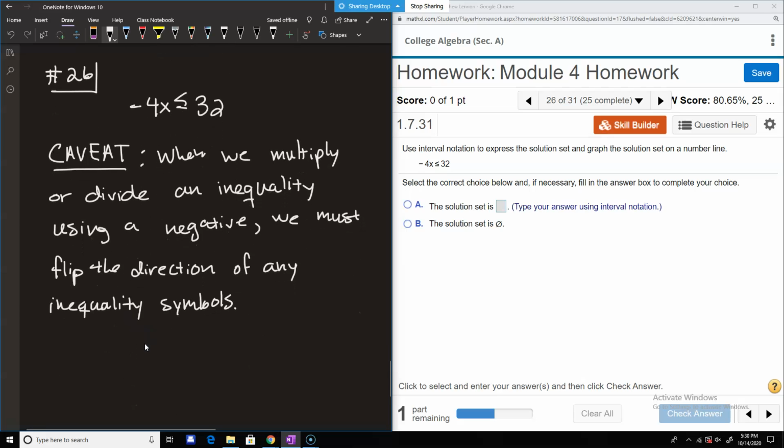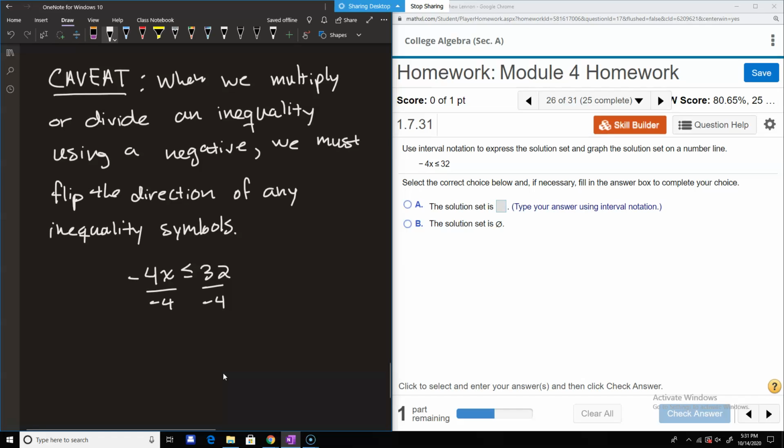So we have this negative 4x less than or equal to 32. The only thing we're doing to x is currently multiplying it by negative 4. So we divide by negative 4, and we flip the direction of that less than or equal to. So less than or equal to will become greater than or equal to. So we get x is greater than or equal to negative 8.